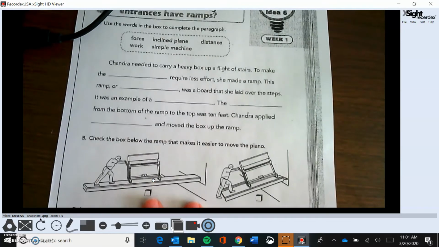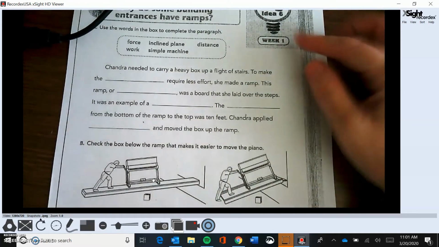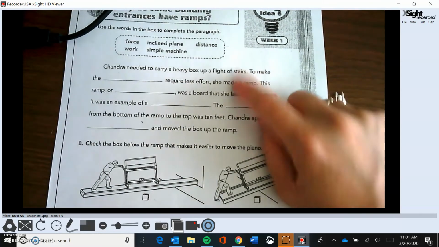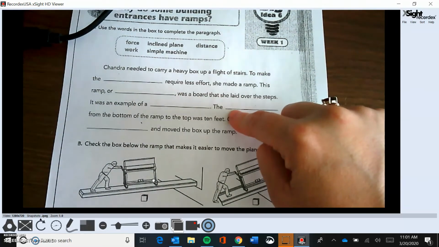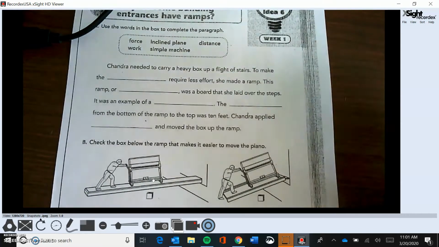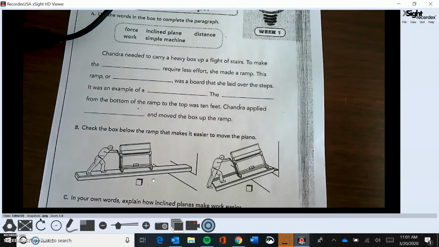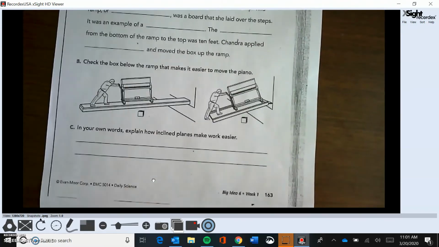So read it carefully, listen to it carefully, maybe pause the video in between and see what words are going to make sense there. Try putting a word in the blank and reading it as a complete sentence and see if it makes sense. If it doesn't, it's probably not the right answer, right? All right, let's look at the next two.